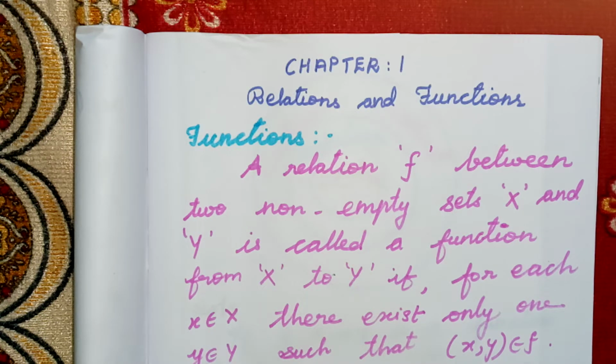Function: a relation f between two non-empty sets X and Y is called a function from X to Y if for each x belongs to X there exists only one y belongs to Y such that (x, y) belongs to f. If you are saying it shortly, each element in X has a unique image, that is a function. Have you understood, students?